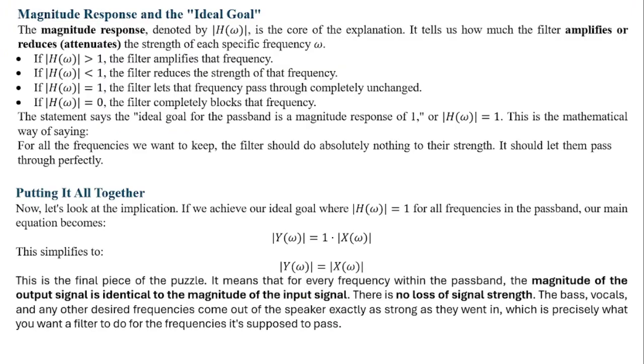Okay, so when we talk about this magnitude response, there can be several permutations and combinations. If the modulus of H of omega is greater than 1, then the filter amplifies the frequency. When it is less than 1, the filter reduces the strength of that particular frequency. When modulus of H of omega is equal to 1, the filter lets the frequency pass through completely unchanged within the passband region. And if modulus of H of omega is 0, the filter completely blocks that frequency.